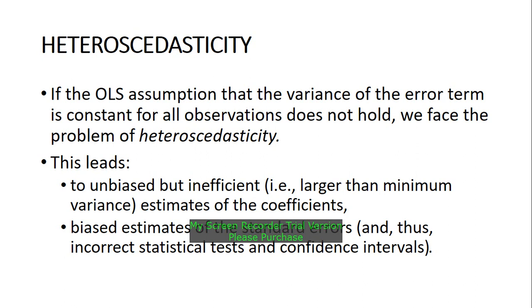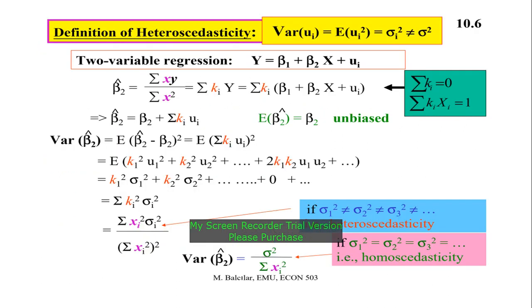So when the variance of the error term is large, it affects the precision level, so it's also a negative effect of it. Now another effect is that heteroscedasticity may lead to biased estimates of the standard error, that is, incorrect statistical tests and confidence intervals. Let's continue.